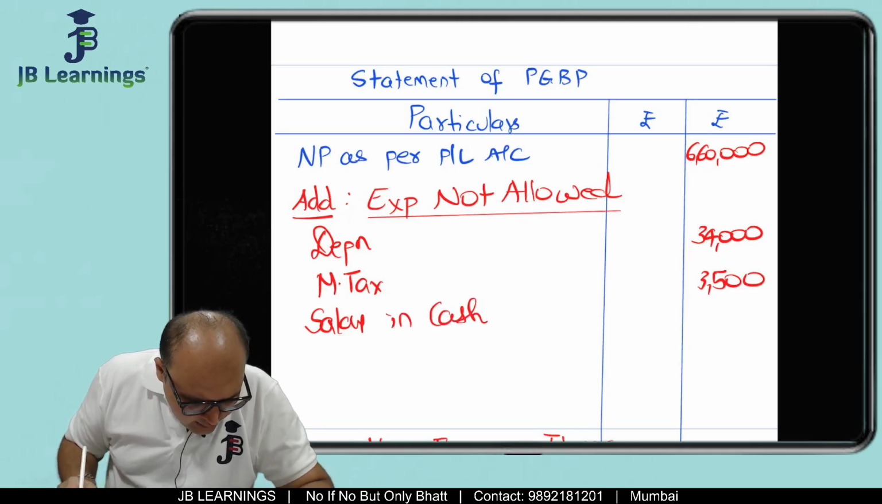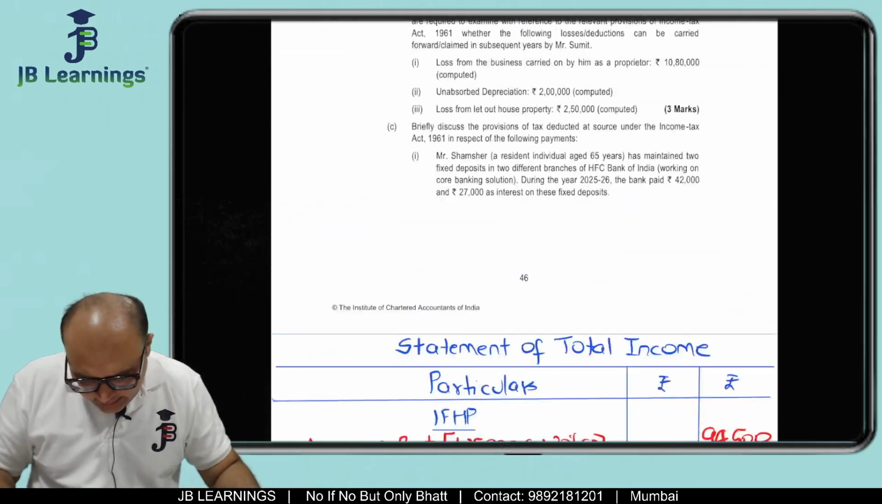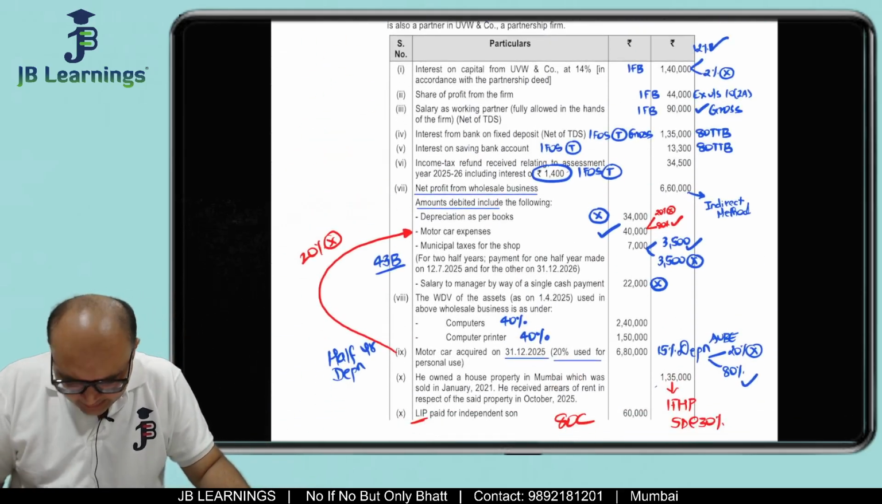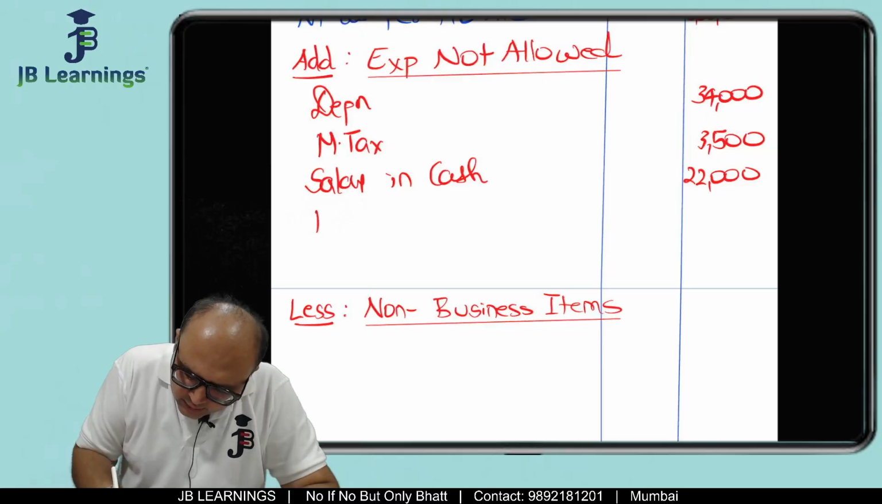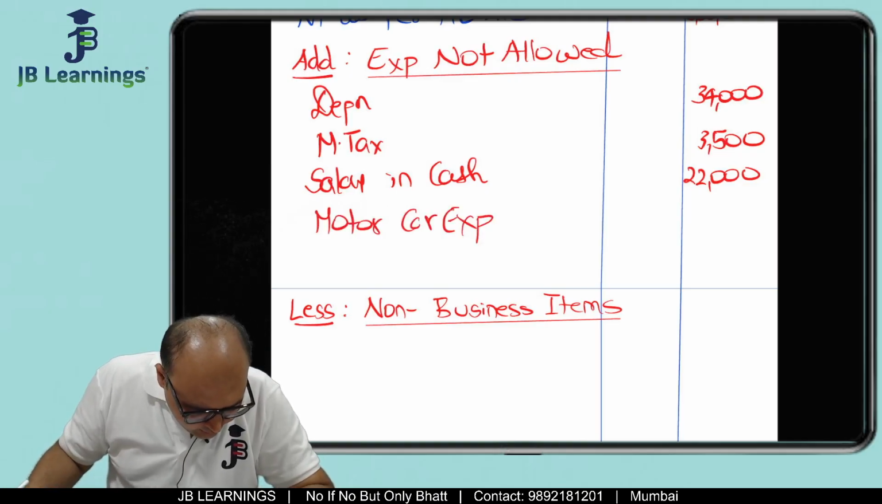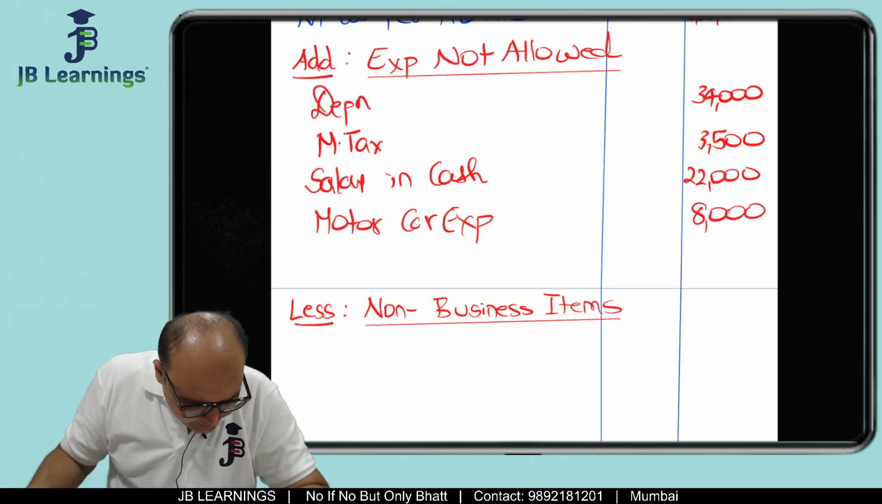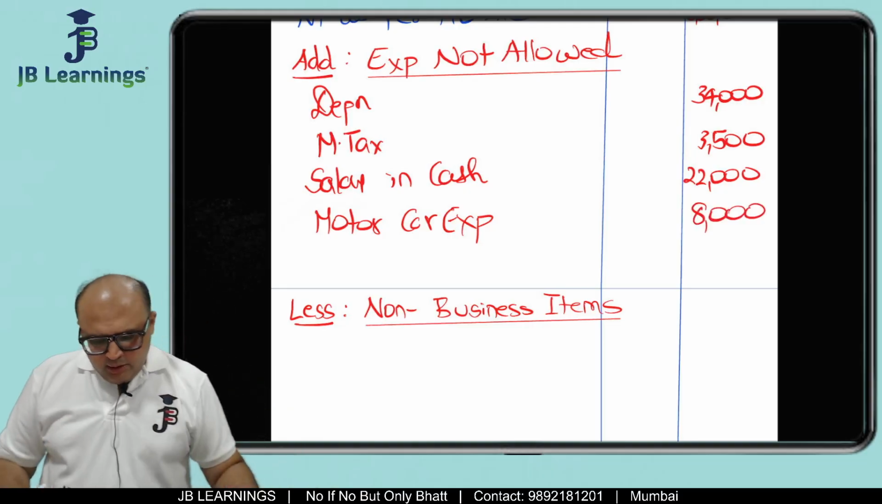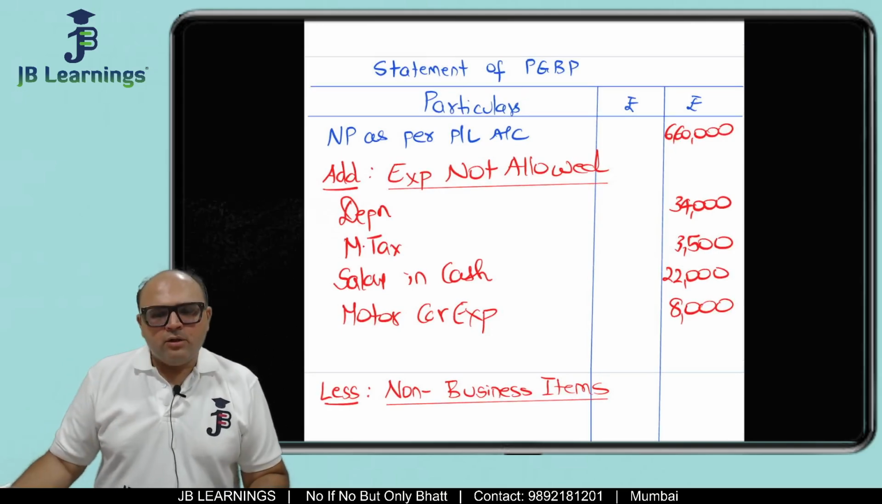Salary in cash, that is not allowed to the extent of 22,000. Salary in cash is 22,000, right? Yes, salary in cash is 22,000. Then next thing is motor car expense. So if you remember, motor car expense also 20% are not allowed. So motor car expense 20%, 8,000 are not allowed. Correct. So this is everything about PGBP, 6,60,000 plus the expenses which are not allowed.